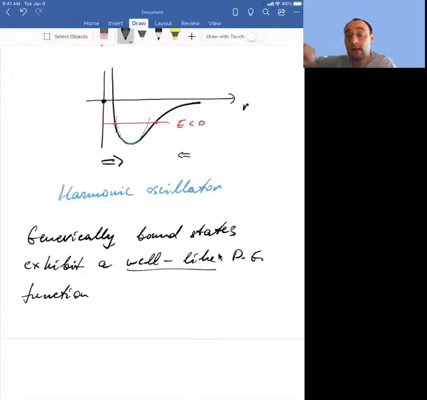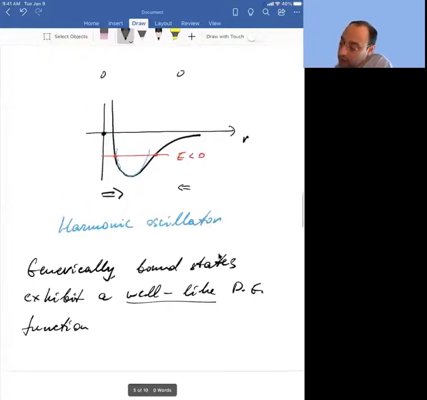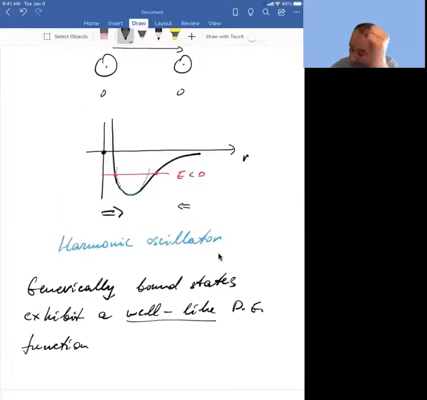I forgot to mention that if E is bigger than 0, that corresponds to scattering motion classically, where the atom either comes in, rebounds, and goes back, or just gets ripped out. And quantum mechanically, there's also an analog for that. It's called the scattering state. But back to my point is that generically, you will have some kind of a well.